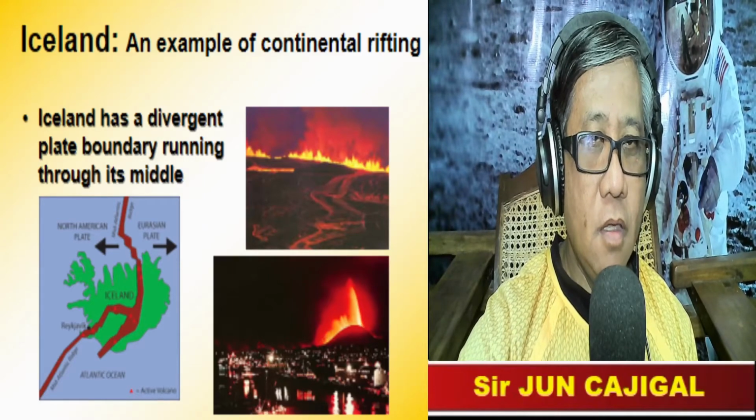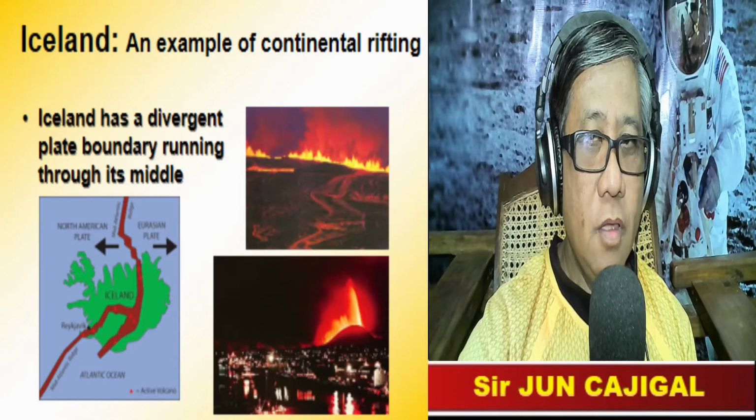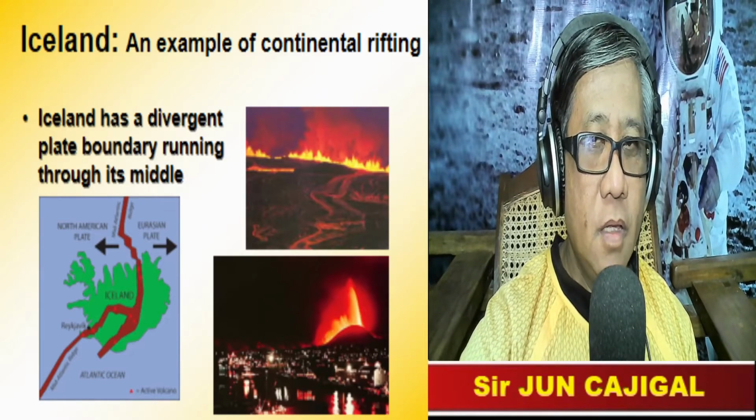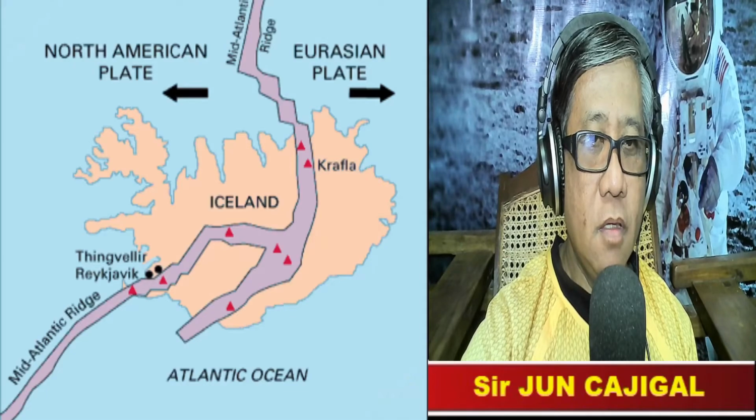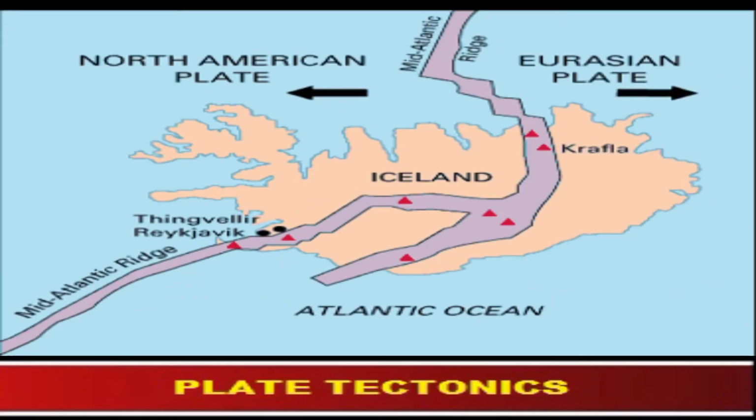Iceland has a divergent plate boundary running through its middle. And that is really fascinating indeed. If we look closely at Iceland, you could see the mid-Atlantic ridge crossing Iceland through its middle. So you have the North American plate side of Iceland and the Eurasian plate side of Iceland. These two tectonic plates are moving in the opposite direction. So this means that Iceland is being pulled apart.